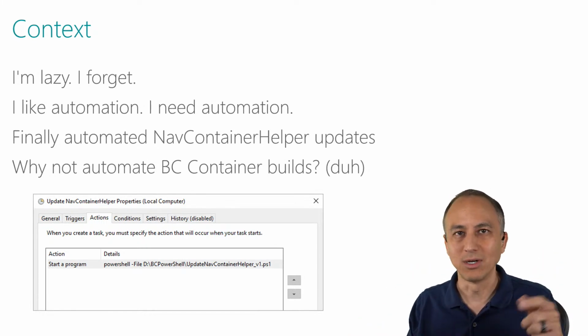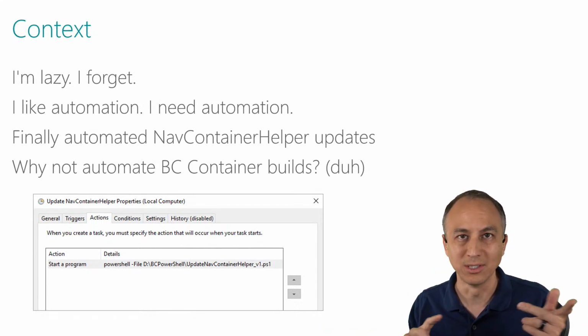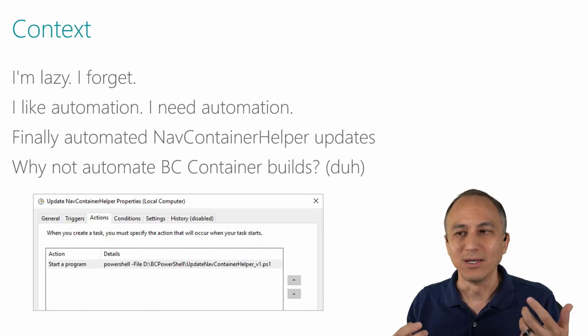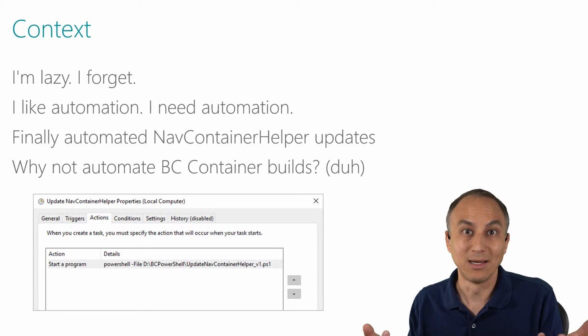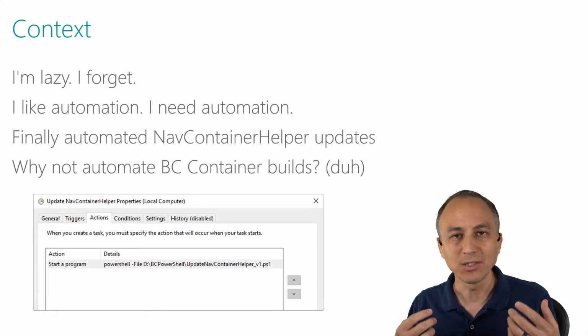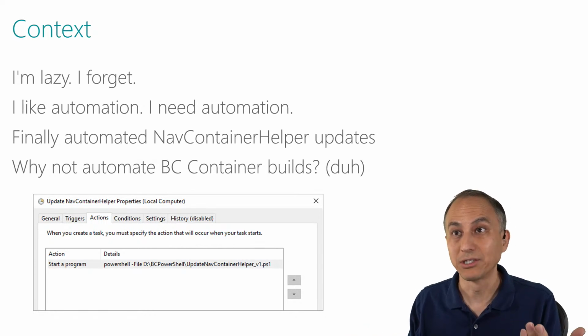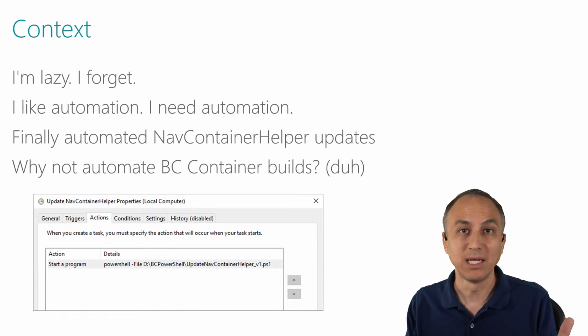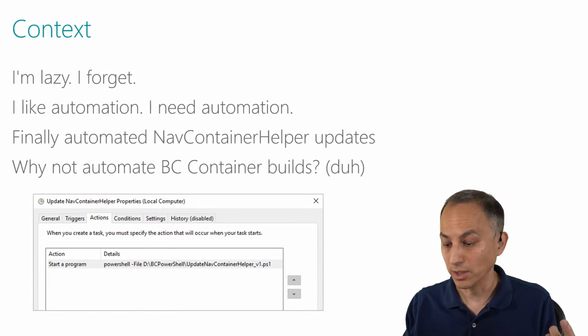Let me just automate the script and have Windows Task Scheduler call PowerShell and do that. The barrier was I'd never done that before. I'd never tried to automate PowerShell because, like I said, I don't use PowerShell. So I finally just did that. And I'm like, oh, okay, that actually works. It wasn't too hard. And it seems to be updating my Nav Container Helper. Great. So that was good.